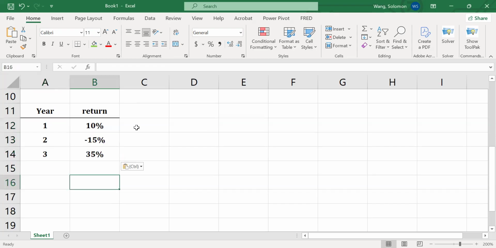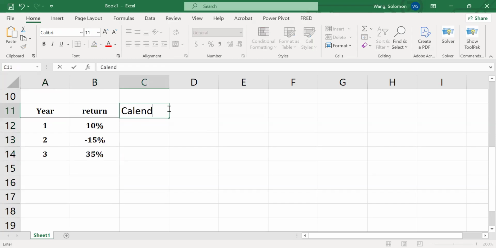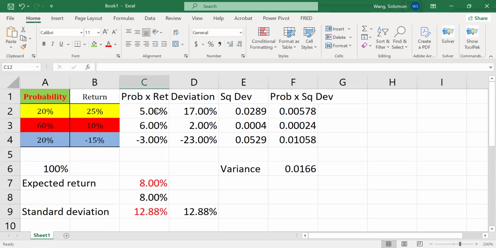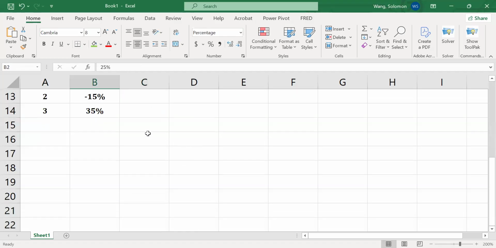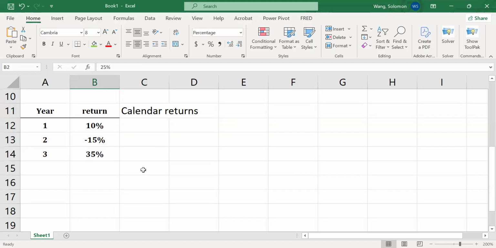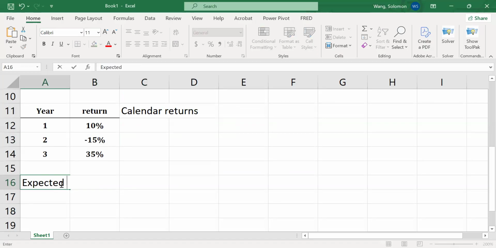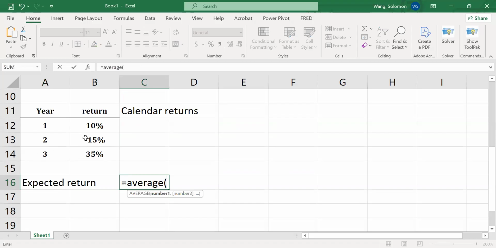Okay. So once you have calendar returns, I call this calendar returns, not scenario returns. So these are scenario returns. So once you have calendar returns, thank God, it's going to be very easy. To get the expected return, you just get the average. That's it. You don't have to use a sum of product, just use average.